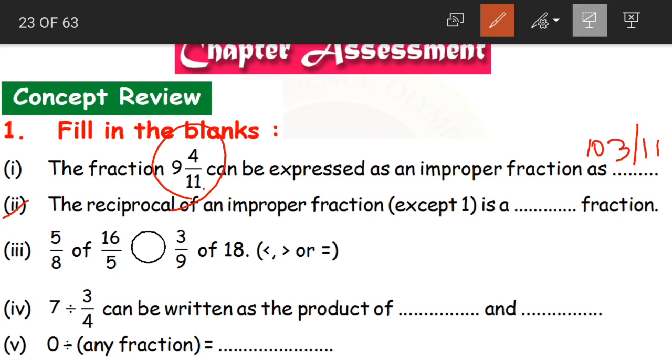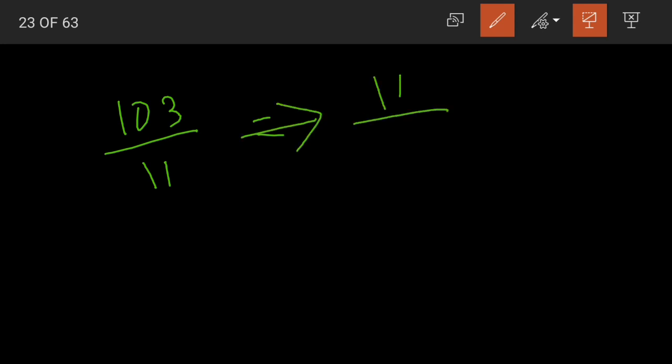The reciprocal of an improper fraction except 1 is a dash fraction. Now see, it's a very easy question. Just now we got 103 by 11, which is an improper fraction. What will its reciprocal be? 11 by 103. Yes, the numerator becomes the denominator and the denominator becomes the numerator.